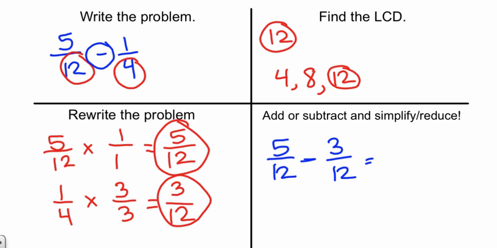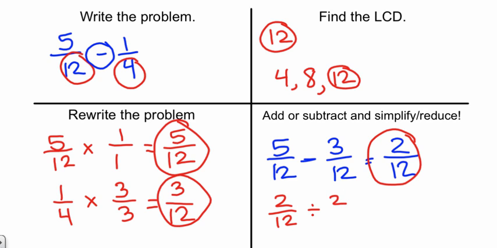Remember, our whole is going to always stay the same. So we're just looking at our top two numbers, 5 minus 3, and that's going to be 2. However, 5th graders, we are not done, and you have watched the reducing fractions video, so you know that we could reduce 2/12. We're going to divide 2/12 by a number that can go into the numerator and the denominator.